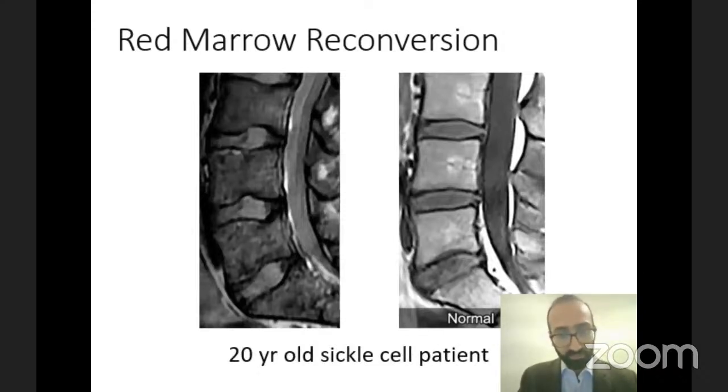So this is another case of red marrow reconversion. So on the right you've got a normal, and the normal is from a kind of young adult patient. And on the left we've got a 20-year-old sickle cell patient, and you can just see the difference in T1 signal. In some places in the vertebra it's lower, it's certainly lower in signal than the adjacent vertebral disc. And again, that's because we've got red marrow reconversion.